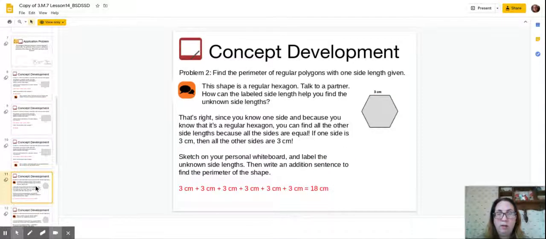Skip down here to an irregular shape. Not really irregular, it's a hexagon. This shape is a regular hexagon. How can each labeled side find the unknown lengths? Well, since you know that one side, and you know it's a regular hexagon, then you can find all the sides, because if it's regular, then every side would be 3. So 3, 3, 3, 3, 3. And if you add all those together, you get 18.